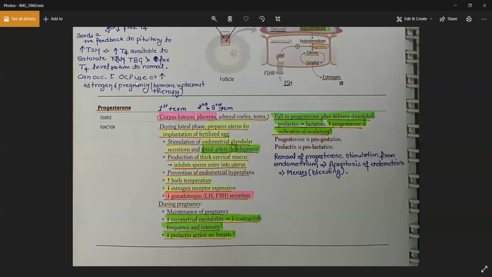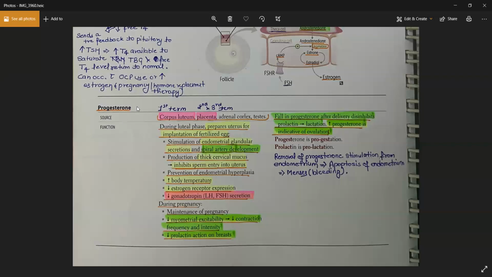First thing, because it blocks the receptors of the estrogen, so that you cannot have the hyperplasia and you cannot have the cancer. Second thing, it blocks the entry of the sperms into the uterus. Okay, it prevents the endometrial hyperplasia. That is again the reason why we give the patient combined OCPs. It also increases the body temperature.